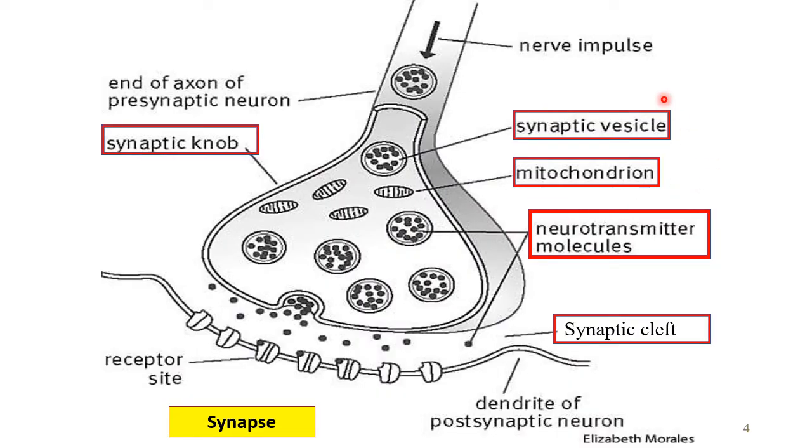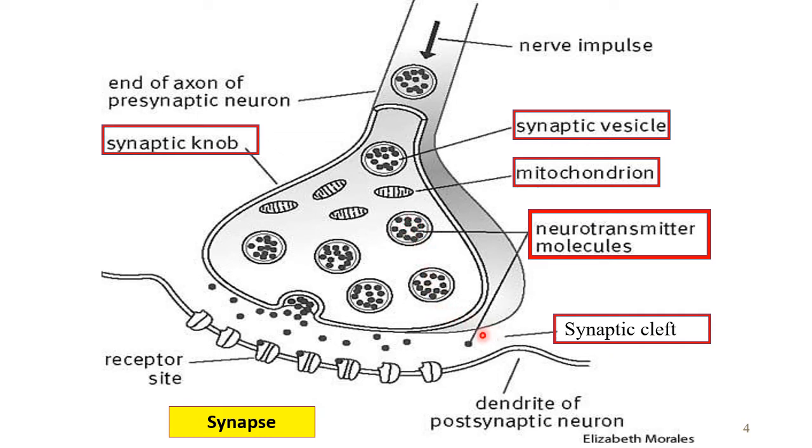This is the structure of synapse, where first we have the synaptic knob. Inside the knob, we contain synaptic vesicle. Inside the synaptic vesicle, we have the neurotransmitter molecules. Neurotransmitters are basically chemical substances.